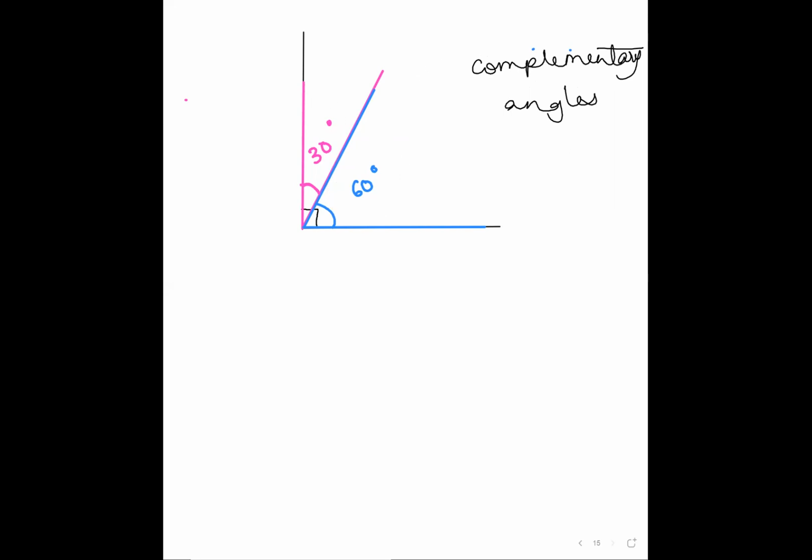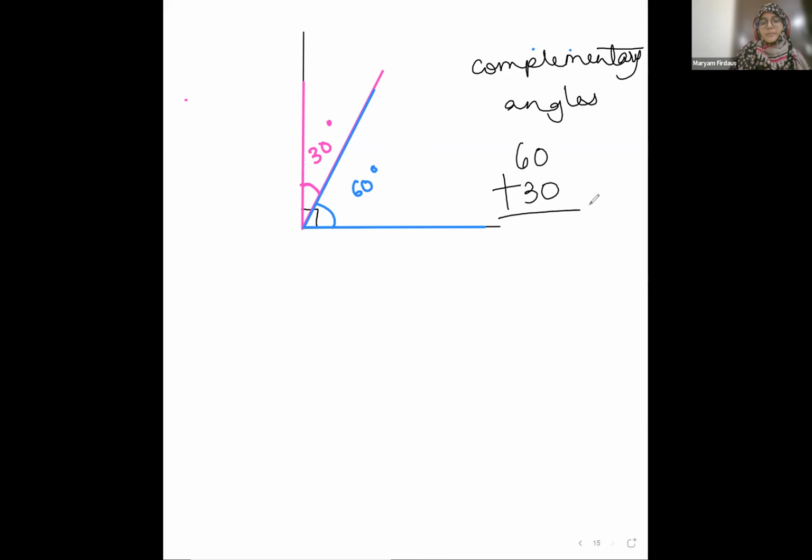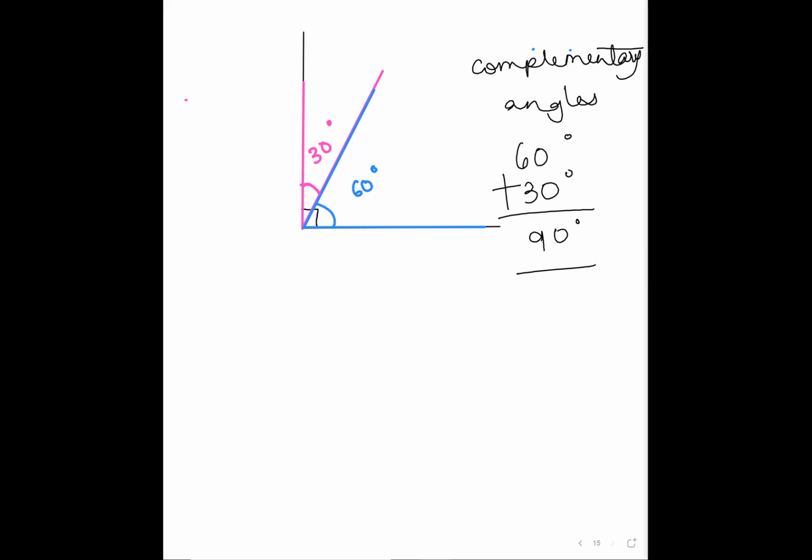Sorry, 60. 60 degrees. Yes. Can you tell me how it is 60? Because what is 60 plus 30? 90. So complementary angles are those angles which when you add them, give you 90 degrees, or give you a right angle. Is it clear now? Yes. Okay, good.